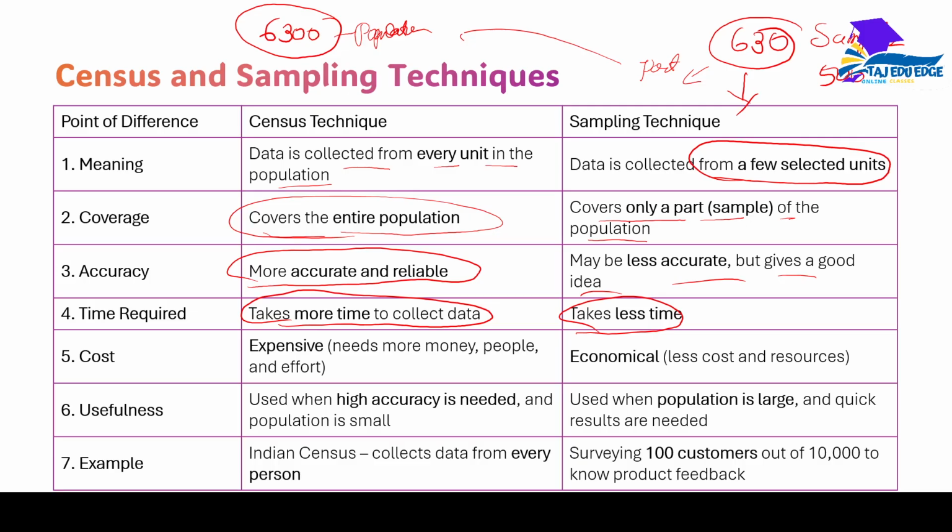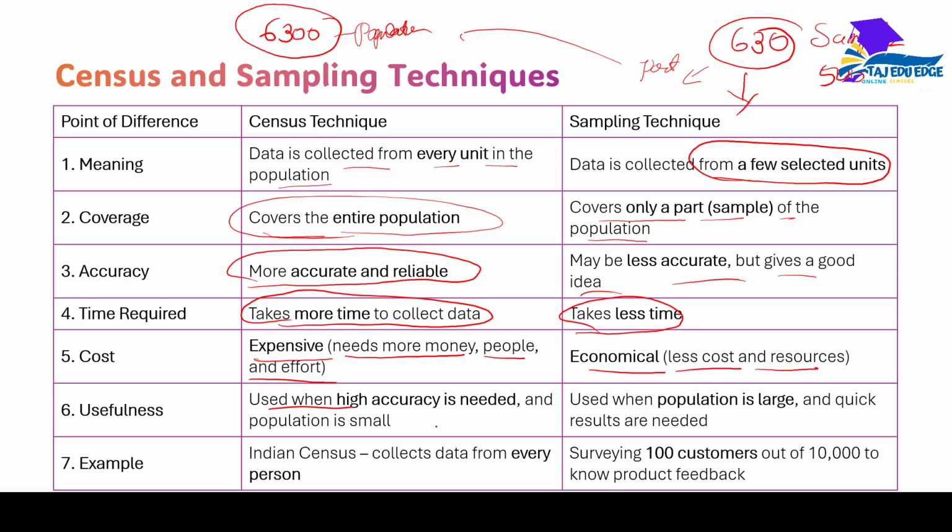Next, cost. Census is more expensive. Why is it expensive? Because it needs more money, people and effort, also time. Whereas the sampling technique is economical. Economical means it is less costly and the resources required are also very less, as it consumes less time.